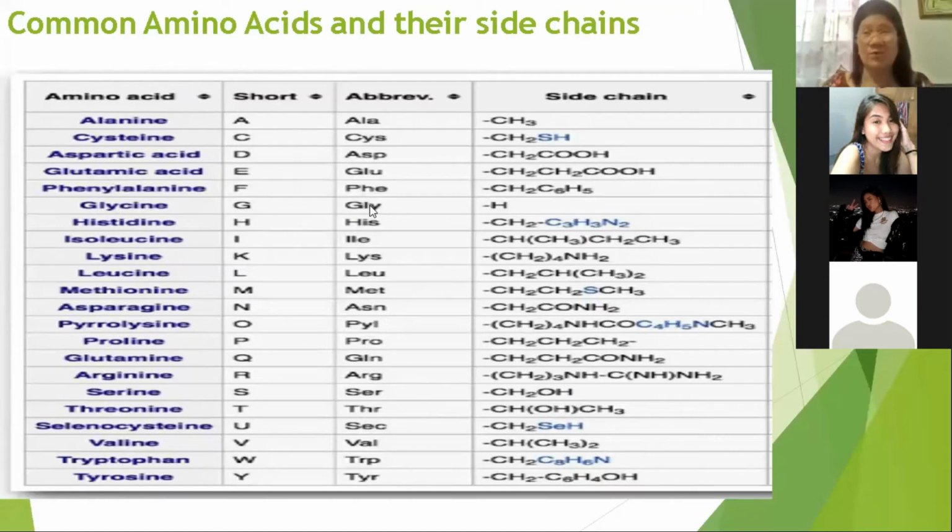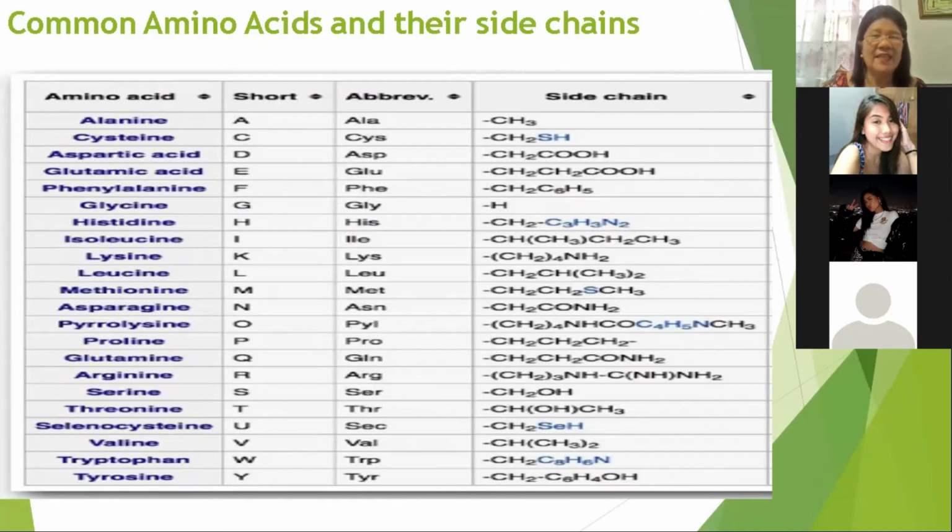Now, if you can still remember the central atom, the CH, then COOH below, and NH3. Then on the other side, H. Okay. So, it's only glycine which is not chiral. Why is it not chiral? It has two hydrogens as its side chains.